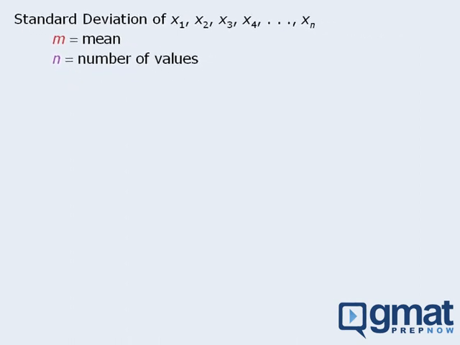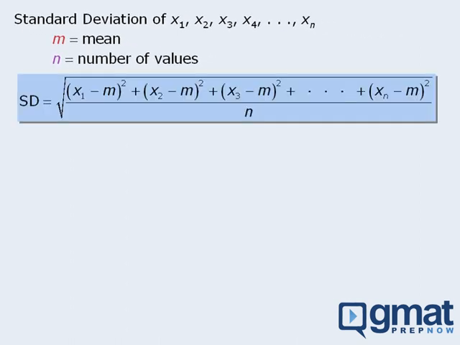Once we have this information, the standard deviation, SD, is calculated as follows, where x1, x2, x3, and so on are the individual numbers in the set. So let's use this formula to find the standard deviation of this set of numbers.